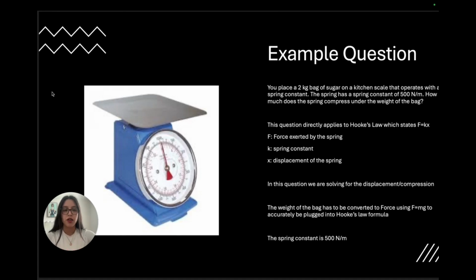This question directly applies to Hooke's law, which states that F is equal to Kx. F is the force exerted by the spring. K is the spring constant. X is the displacement or compression of the spring. In this question, we are solving for the compression of the spring. The weight of the bag has to be converted to force, using F equals mg, to be accurately plugged into Hooke's law formula. The spring constant is again 500 newtons per meter.